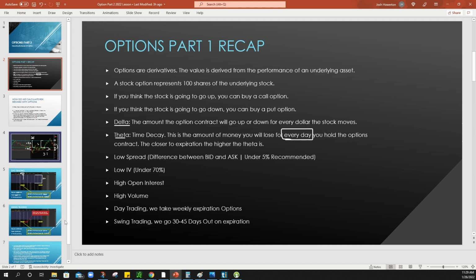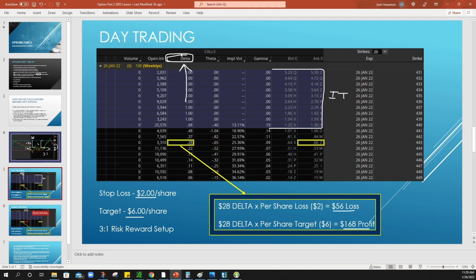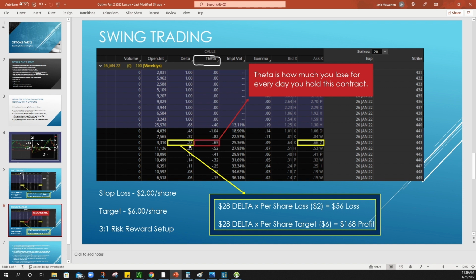So now the only variable that's changing on a swing trade is the theta. So now we do the same thing, team, that we did with day trading. 28 delta times $2 per share, $56 loss. 28 delta times $6 a share, $168 profit. That does not change. But now what do we have to do? We have to start subtracting the theta.